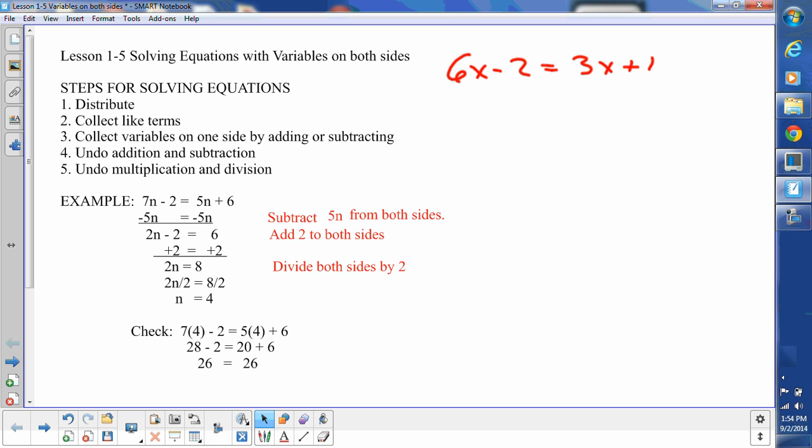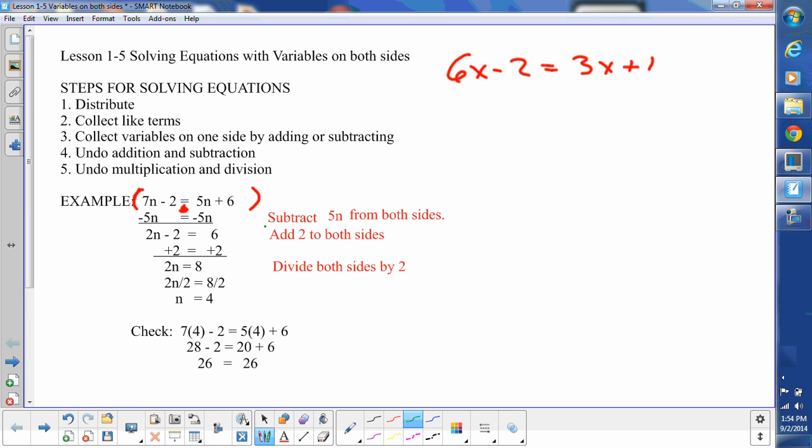Let's look at some examples. In our first example, we have 7n minus 2 equals 5n plus 6. This is a fairly simple equation. There is no distributing to do. We don't have to collect any like terms. But notice, here's our equal sign. We have an n on the left and an n on the right. We want to collect those variables on one side of the equal sign. We want to put them on the left.